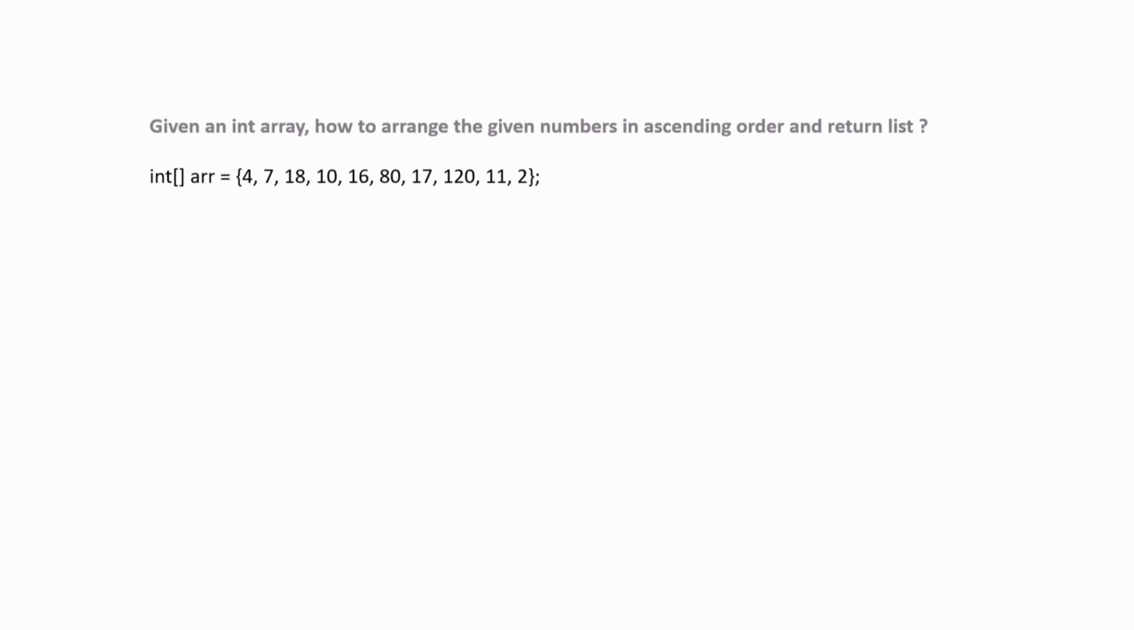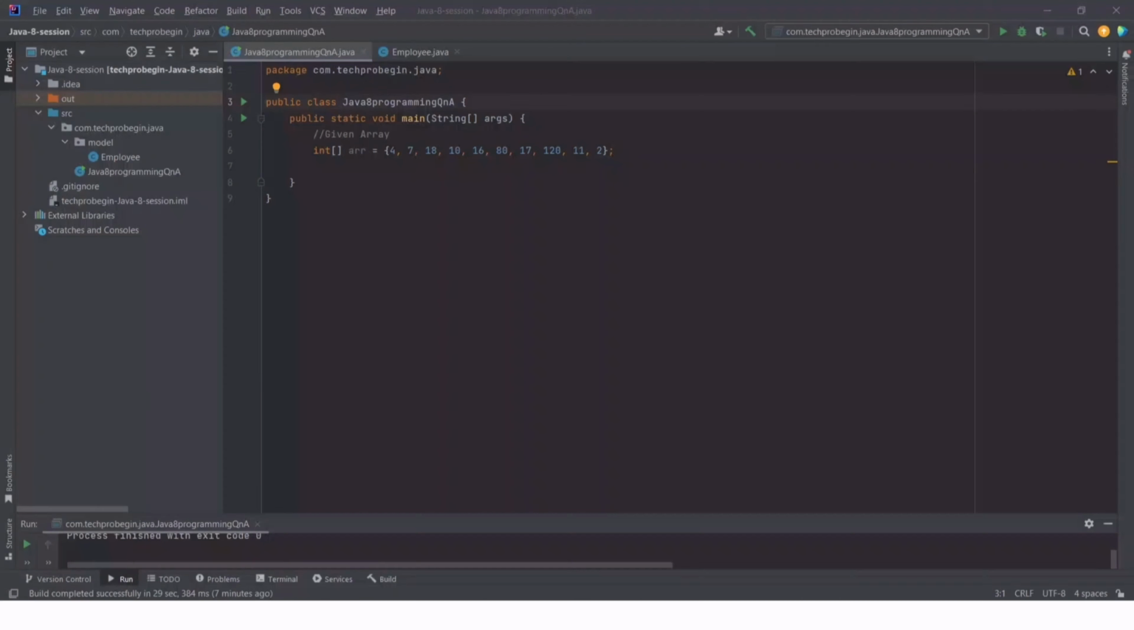So the first question is, given an int array, how to arrange the given numbers in ascending order and return the list. The question is very straightforward. We need to sort the array in ascending order and return the list. So in the answer, we expect something like this: 2, 4, 7. It should be in increasing order. So let's jump to IntelliJ IDEA and solve this question using Java 8 functional programming style.